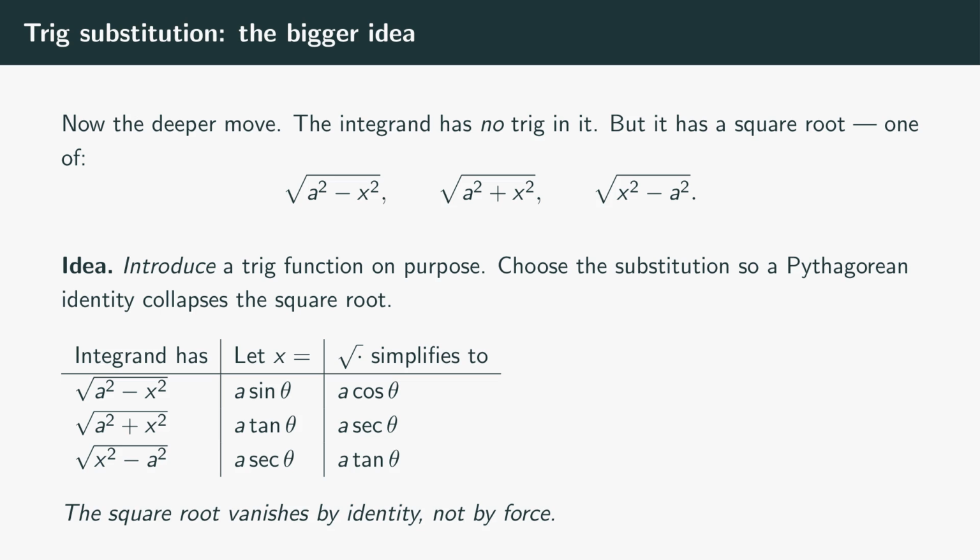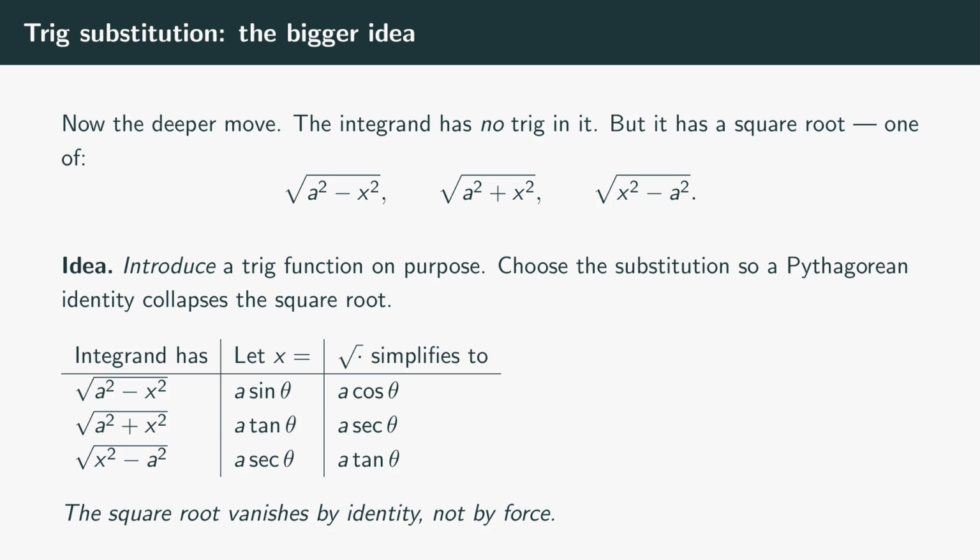Introduce a trig function. Set x equal to a sine theta, or a tangent theta, or a secant theta, depending on the shape. Why? Because of the Pythagorean identities. Sine squared plus cosine squared equals 1 rearranges to 1 minus sine squared equals cosine squared. Multiply through by a squared and you get a squared minus a squared sine squared theta equals a squared cosine squared theta. Take a square root. The square root of a squared minus a squared sine squared theta equals a cosine theta. The radical disappears, replaced by a clean trig function.